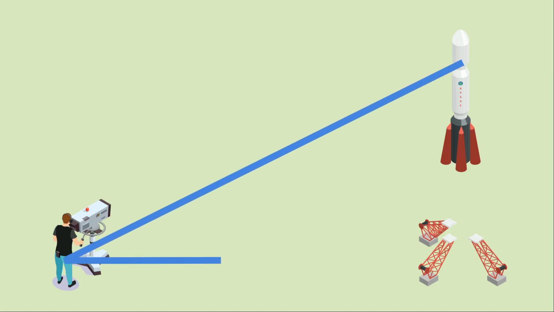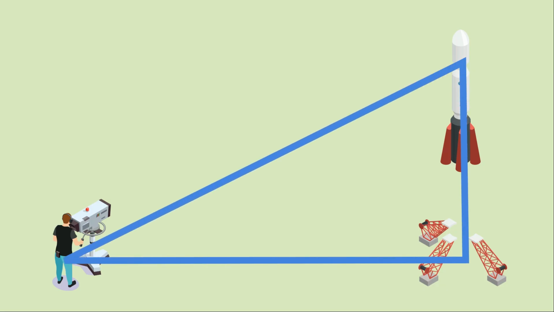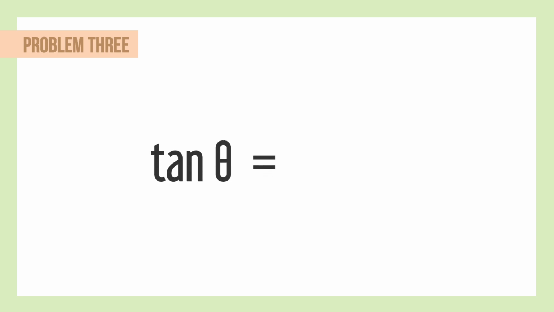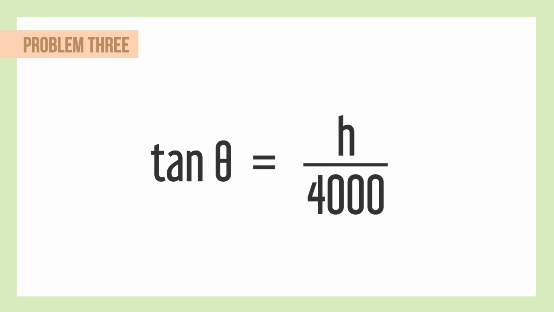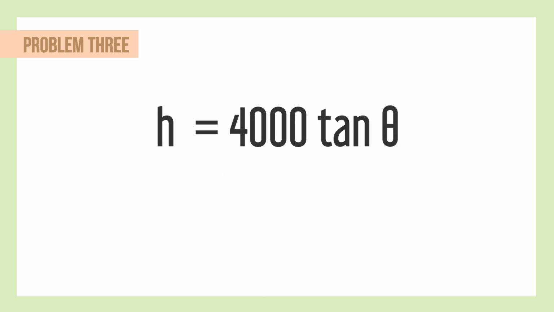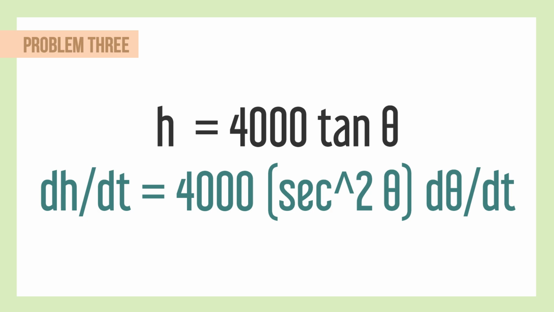We know that this problem resembles a right triangle, thus, trigonometric functions can be used. Recall that tan theta is the ratio of the length of the opposite side to the length of the adjacent side of the triangle. Thus, we have tan theta equals h over 4,000. This will give us an equation, h equals 4,000 tan theta. Let us differentiate this equation with respect to time. We will have dh over dt equals 4,000 secant squared theta, d theta over dt.